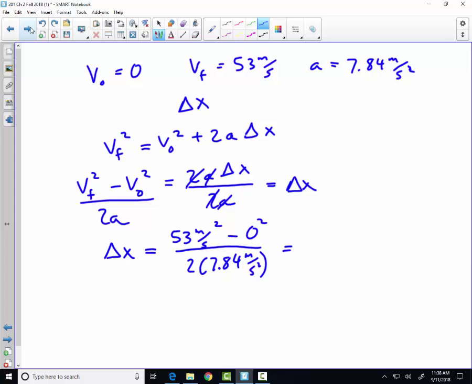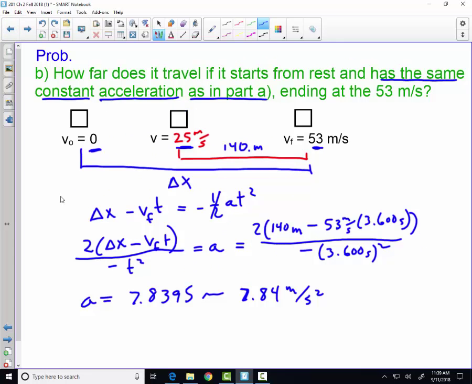Okay, so let's see, 53 squared divided by 2 times 7.84, and that gives me 179, but I'm only rounding to 2 sig figs here, so that gives me 180 meters. So that answered my second question. What is the delta x, which includes the 140 already, starting from rest?